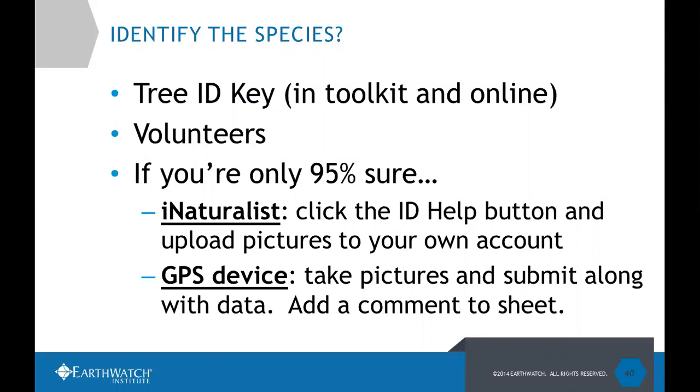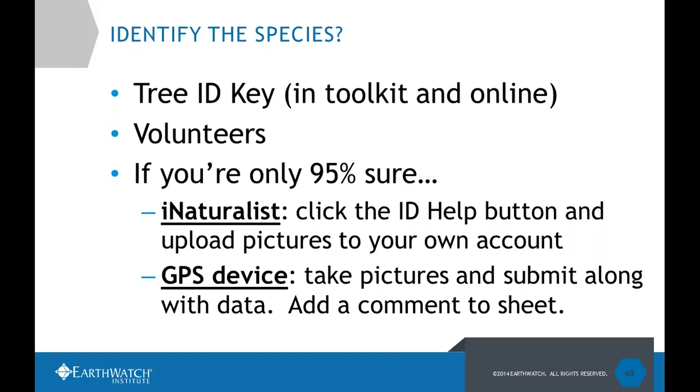Some other resources you might not be as familiar with. Obviously when you go out in a group with volunteers, a lot of them might know the species or a particular species just for whatever reason. Maybe they garden in their spare time, maybe they planted that tree recently. So don't hesitate to ask your group if you're ever on the hunt for these trees and need some help.